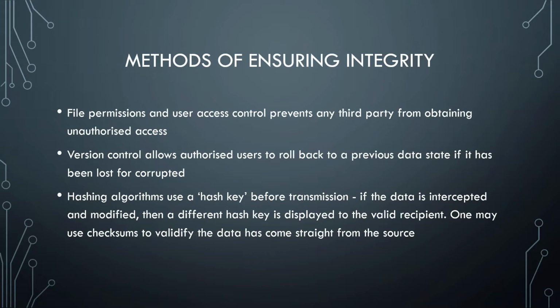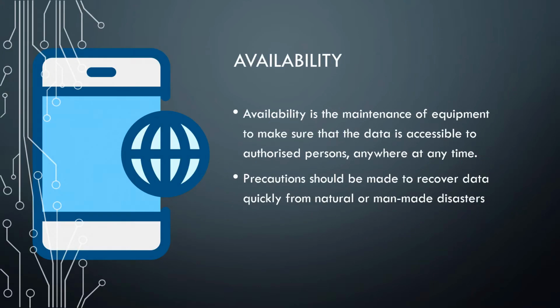So here are some methods to ensure integrity. File permissions and user access control prevent any third party from obtaining unauthorized access. Version control allows authorized users to roll back to a previous data state if it has been lost or corrupted. And finally, hashing algorithms use a hash key before transmission. So if the data is intercepted and modified, then a different hash key is displayed to the valid recipient. One may use checksums to validate that the data has come straight from the source and hasn't been tampered with along the way.